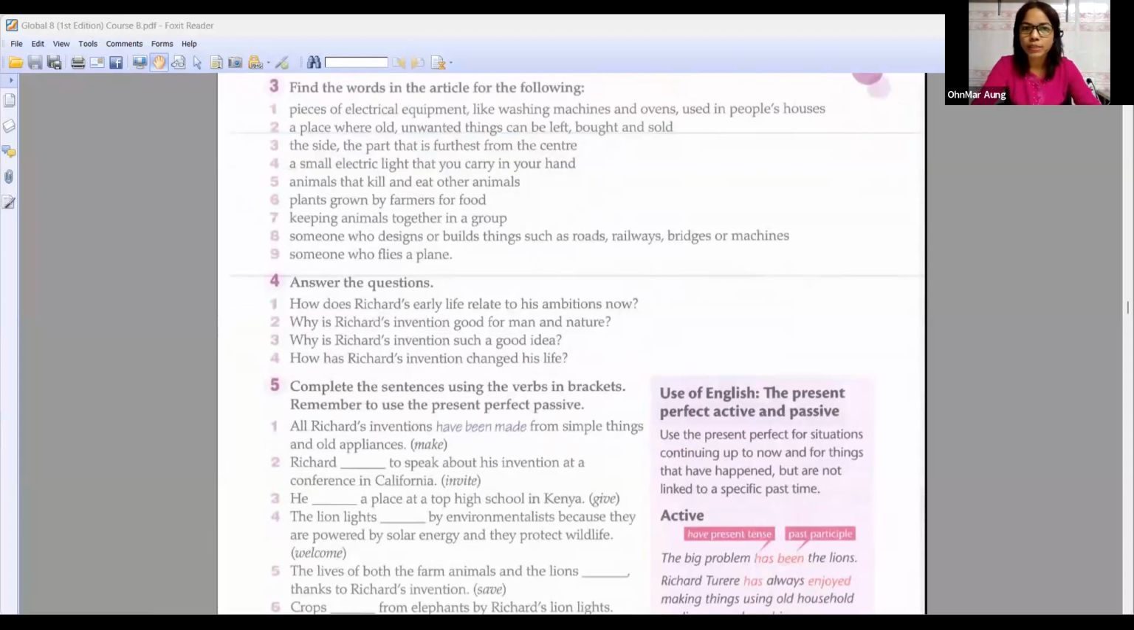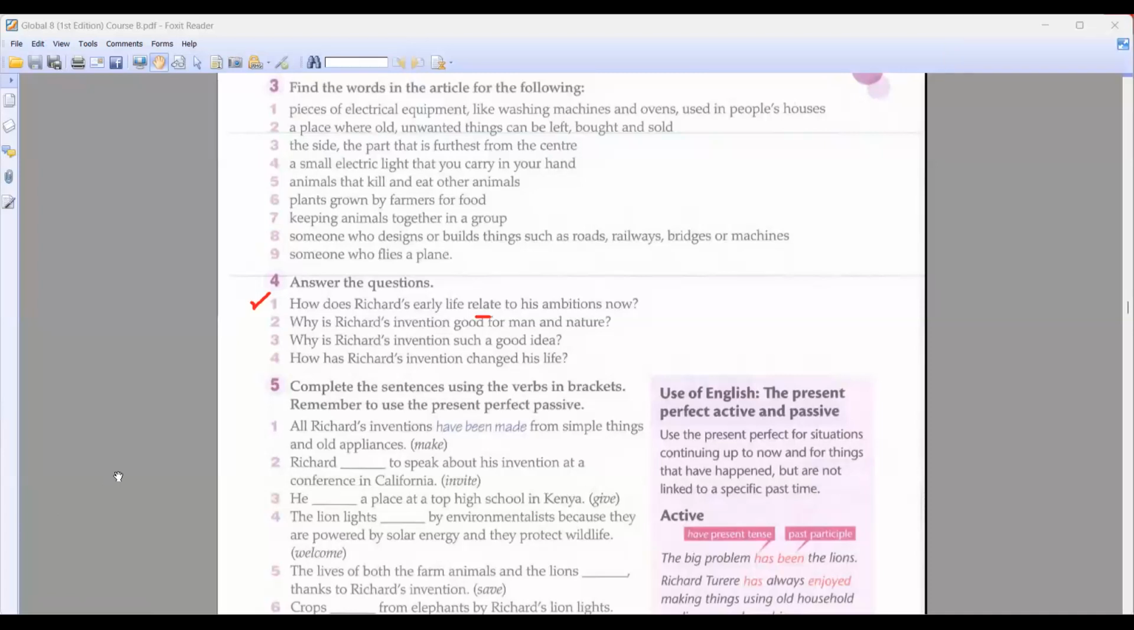The continuation of yesterday's lesson. Number one, how does Richard's early life relate to his ambitions now? How will you answer for that? He's not here. So, how does Richard's early life relate to his ambitions now? Can you explain relate? They are related, connected.